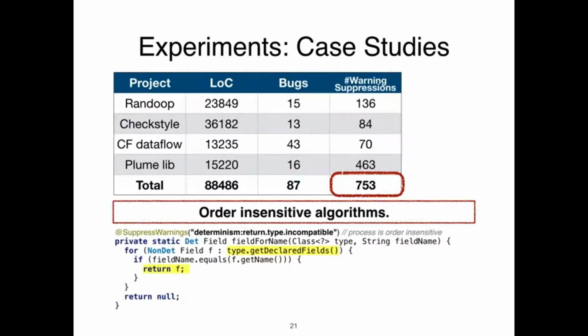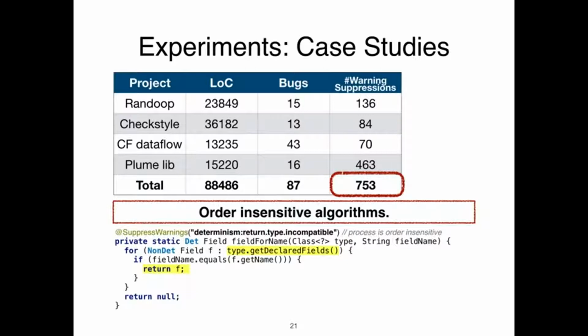Now, since ours is a compile time approach, it produces false warnings. We wrote a total of 753 warning suppressions. When we studied these warning suppressions, we found that the most common reason was code that implemented order insensitive algorithms. The code on this slide shows one such example from our case studies.